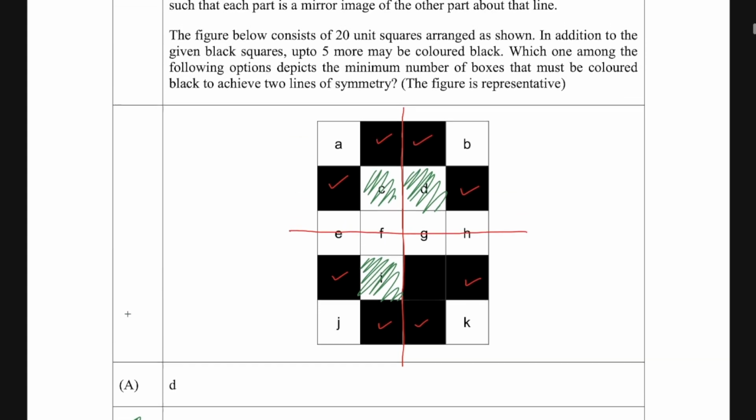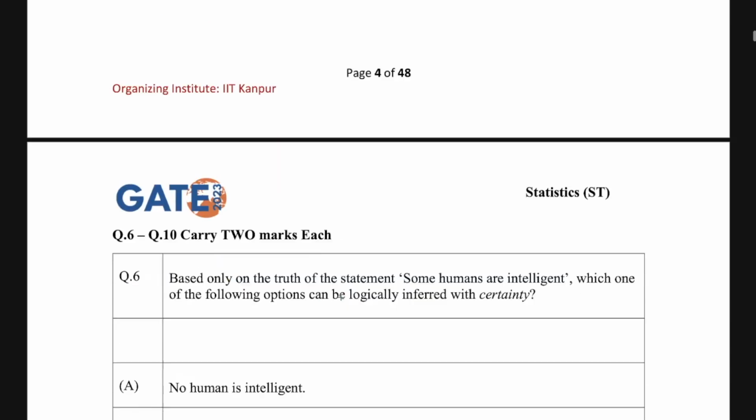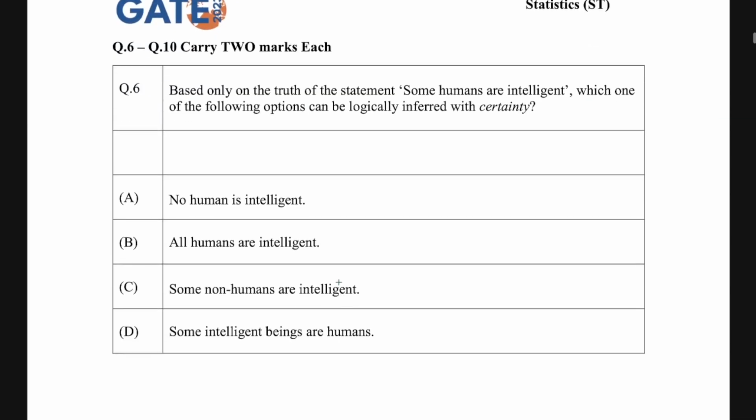Understood? So you can also try doing this question. You can download the question paper and try to do it. Okay, let's take the next question. It says, now the questions are of 2 marks. It says that based only on the truth of the statement that some humans are intelligent.